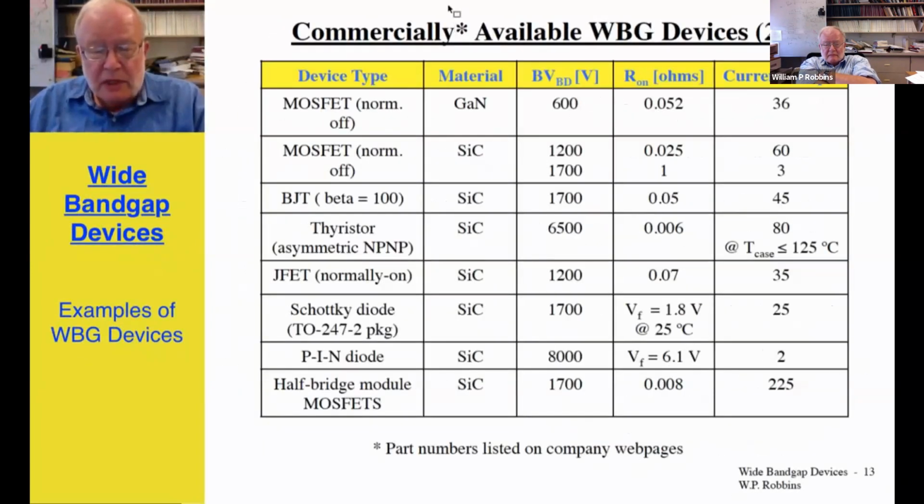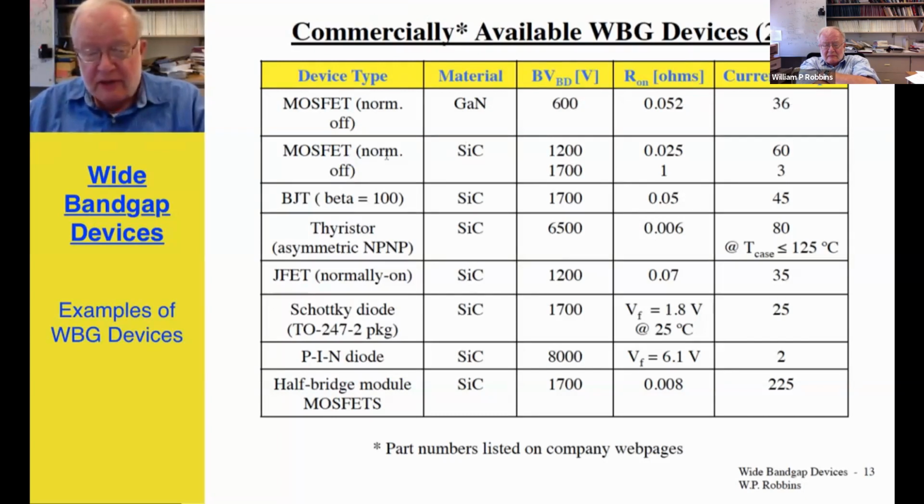Well, now we come to a question: if these approximate model calculations have any validity, then there probably ought to be a variety of wide bandgap devices commercially available, and that is indeed true. I did a quick search using Google and came up with the following list of devices: a MOSFET, normally off, enhancement mode, using gallium nitride, 600 volt breakdown, 52 milliohms for the on-state resistance, current capability 36 amps.